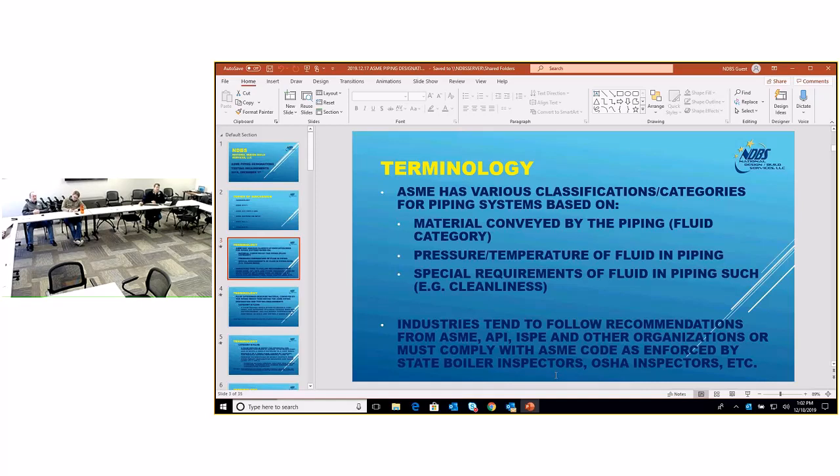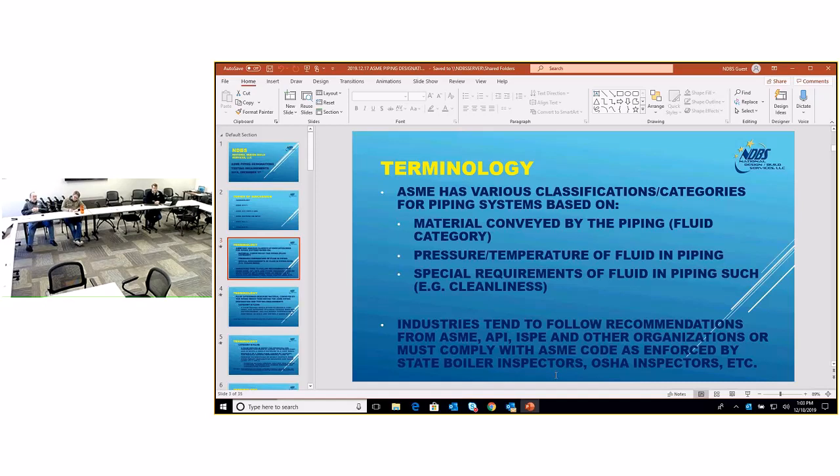So as industries go, industries tend to follow recommendations from ASME, API, ISPE, and other organizations, such as ASHRAE. So API is the American Petroleum Institute, and ISPE is the International Society of Pharmaceutical Engineers. So what you'll find is a lot of these different industries will kind of adhere to their own organizations, kind of like what we do with ASHRAE.